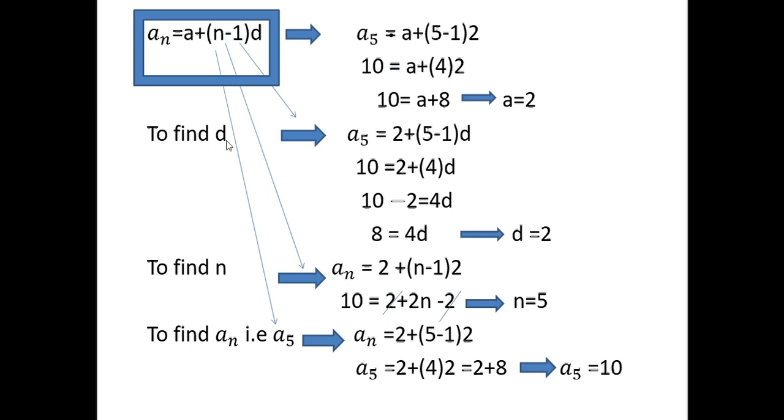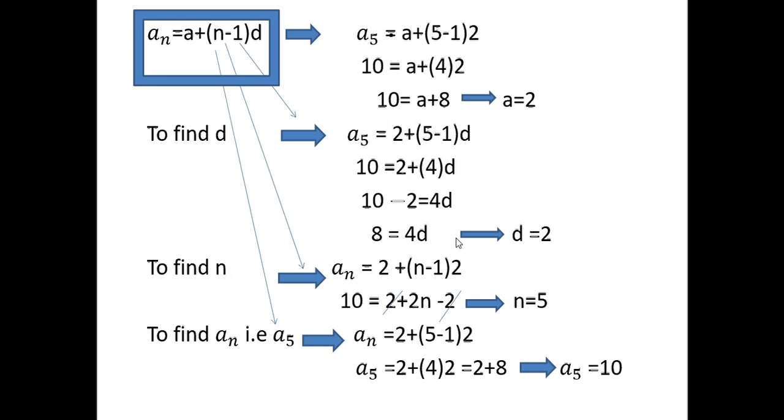To find d, put n equal to 5, first term equal to 2 and an equal to 10. So this equation implies a5 equal to 2 plus 5 minus 1 into d. We need d. Here 5 minus 1 is 4. So 10 equal to 2 plus 4d. Now shift 2 to the left side. So 10 minus 2 equal to 4d, that is 8 equal to 4d. Dividing both sides by 4, we get d equal to 2.